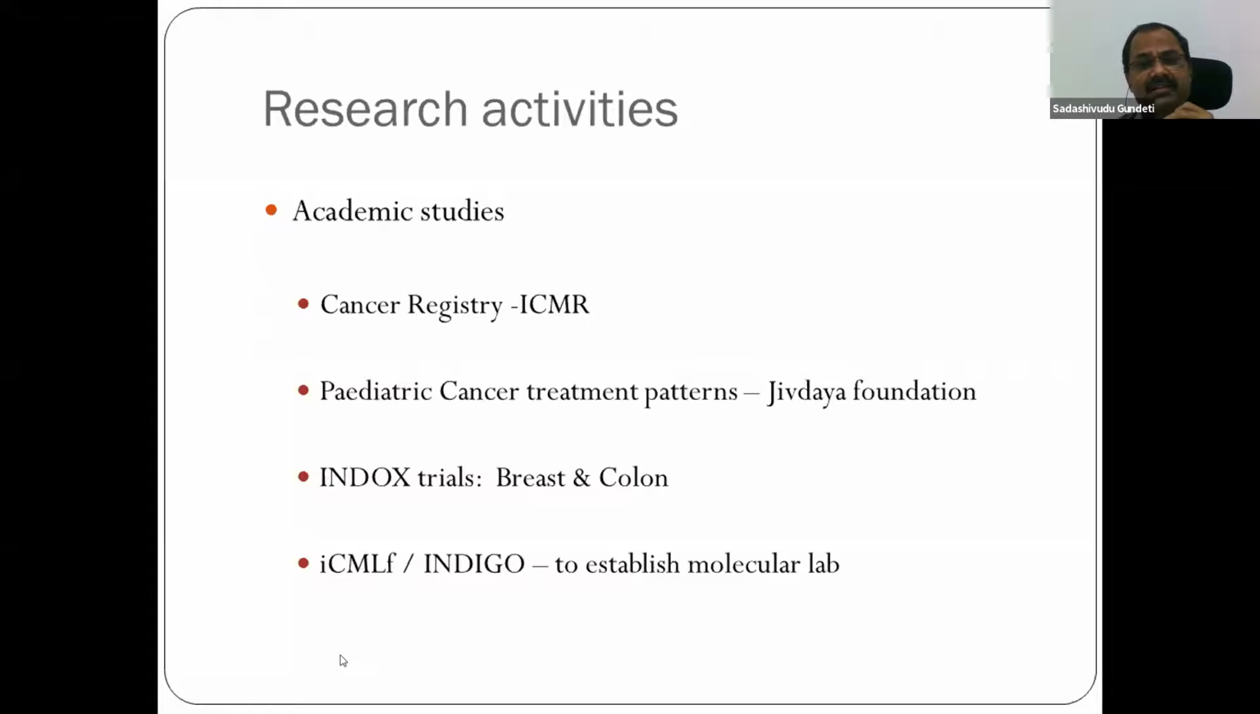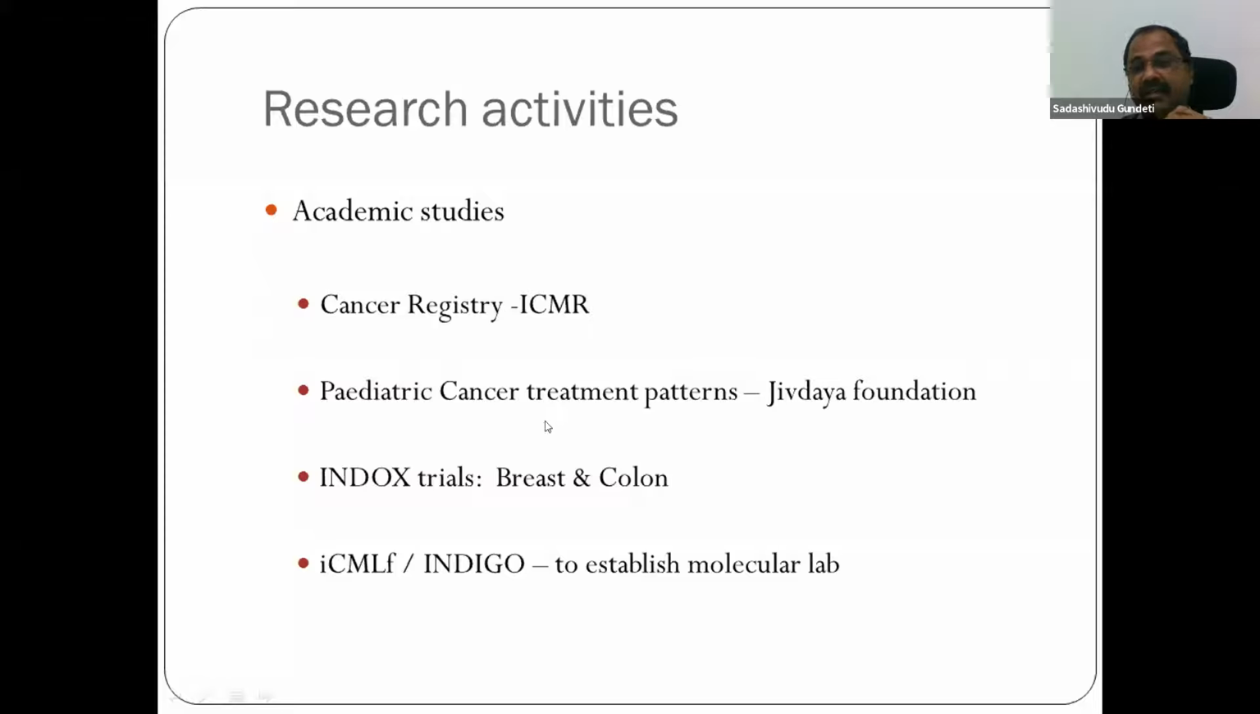We were running academic trials at that point of time. This cancer registry was a big program actually. We started with a big note. And the pediatric cancer, some treatment patterns from a foundation. There was some NGO sponsoring one clinical trial and study actually. They have to enter the data and everything.